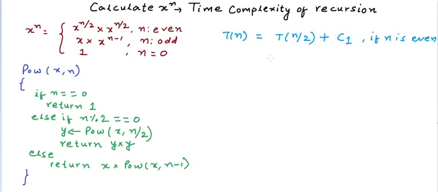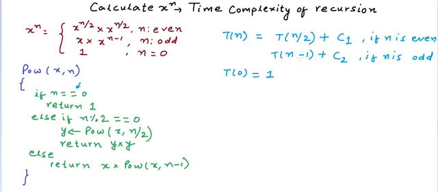and this is true if n is even. If n is odd, then we make a recursive call to calculate x to the power n minus 1. So T(n) would be T(n-1) plus some constant time for the simple operations. Let's say this constant time is C2. And for the base case, we have T(0). There is just one comparison. So let's say this takes 1 unit of time.